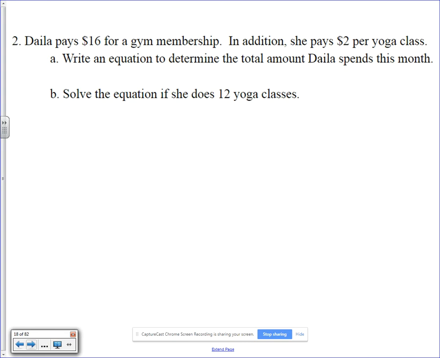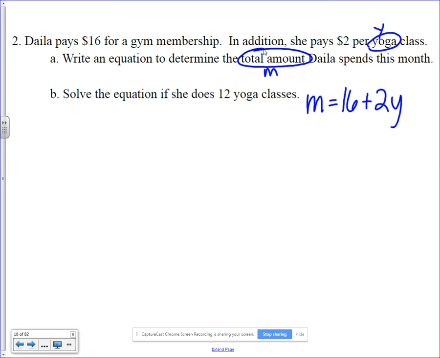I'm trying to find the total amount, right? Do I know the total amount? What do you want to use for it? Is M for money? Okay, we can use M again. M equals. Okay, so tell me how you would calculate what she pays. Trevor? Yeah, you want to use Y for the yoga class? Got it. Perfect.